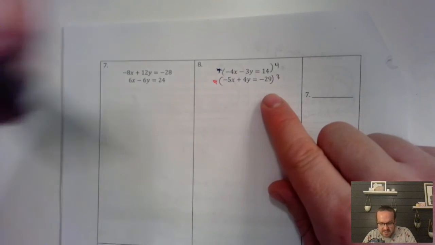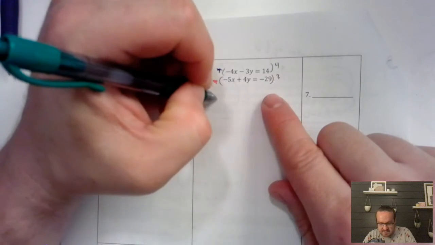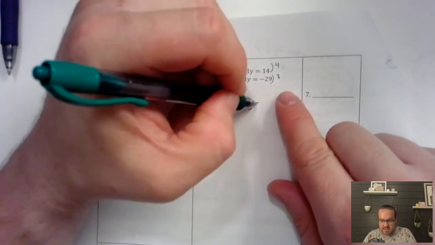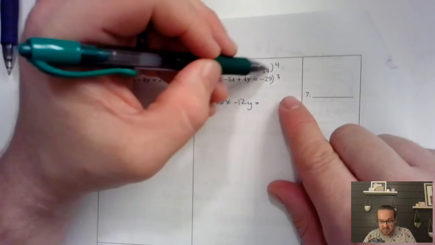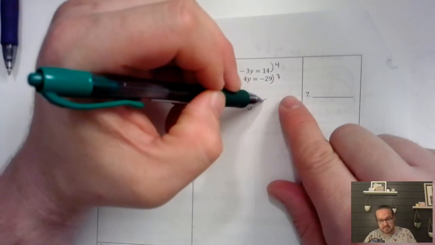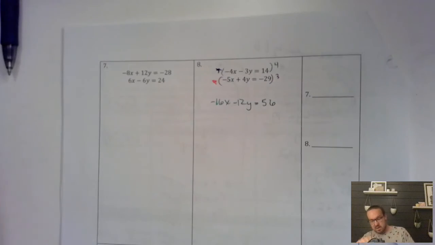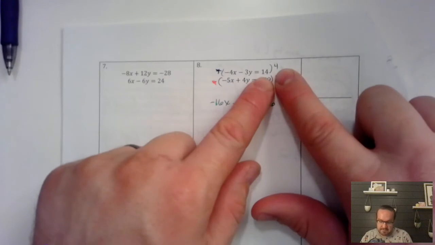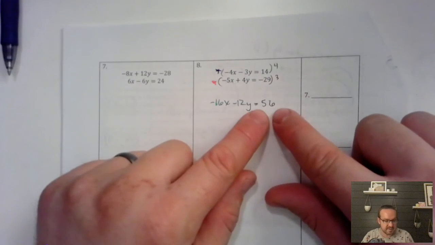So 4 times negative 4x is just negative 16x, times negative 3y is just minus 12y, and then 4 times 14, so that's 4 times 10 or 40, 4 times 4 is 16, 40 plus 16 is just 56. Another way to think about that, 4 times 15 is 60. So if I just take a 4 away, that'd be 56 there.